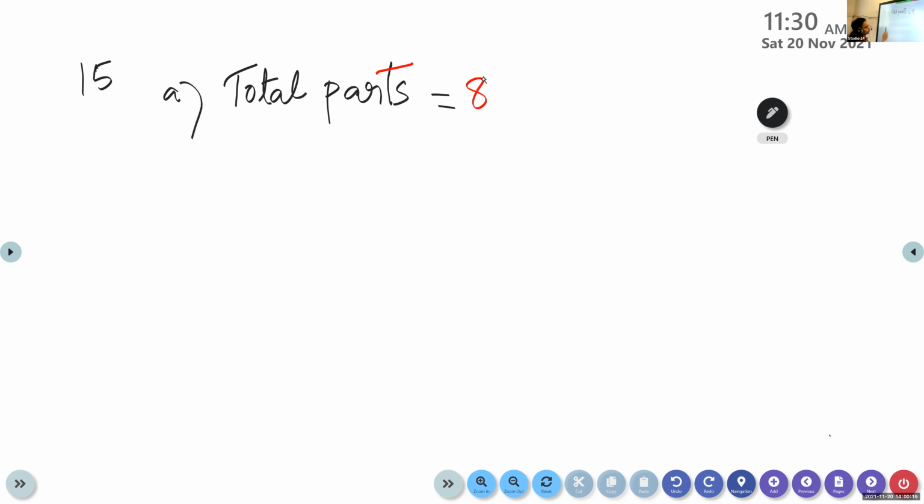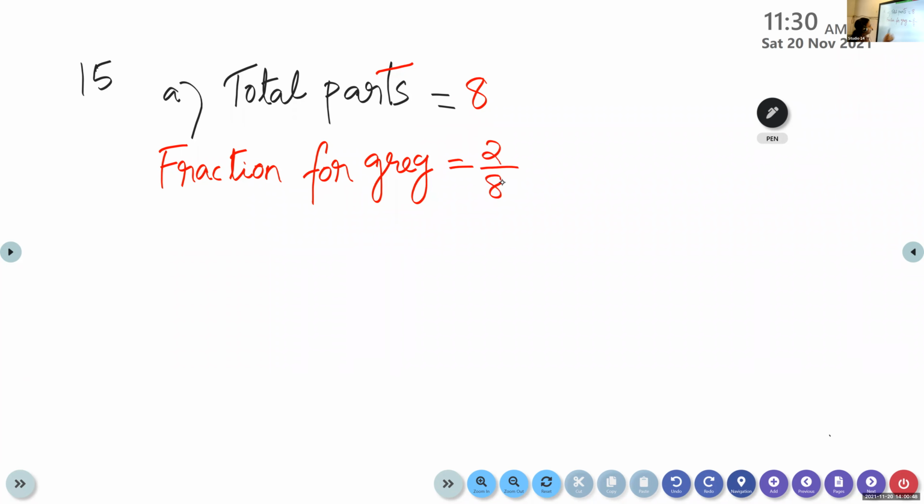Now, fraction for gray color. Andrea, look at that picture. How many gray parts are there? Tell me the fraction. 2 by 8. Yes. See, children, I'm just writing fraction for gray because I think there will not be enough space to write gray parts. That is 2 by 8. And this is page number 16, question number 15A.